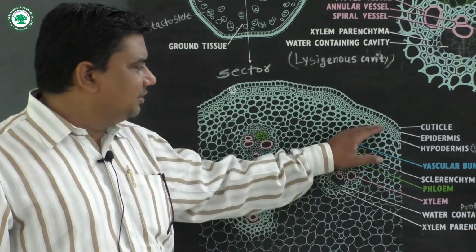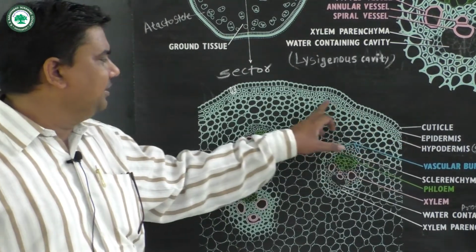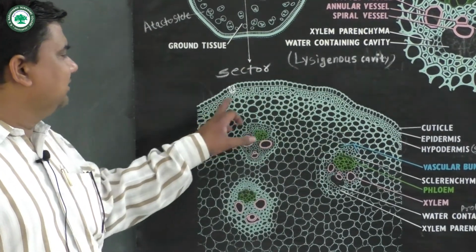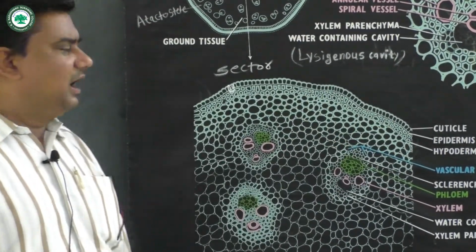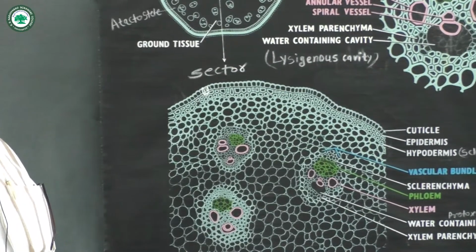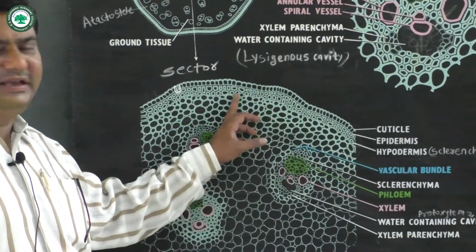Then just below the epidermis there is the hypodermis. Again the cells are compactly arranged, and the hypodermis is made up of sclerenchymatous cells.